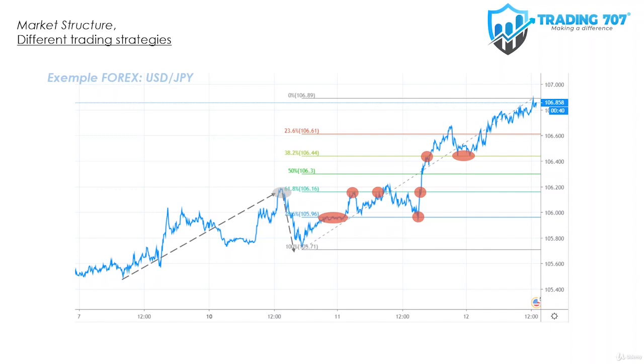I will give you an example. If you decide to buy near the 23.60% retracement level with a take profit order placed around 0% and a stop loss order placed below the 38.20% level.